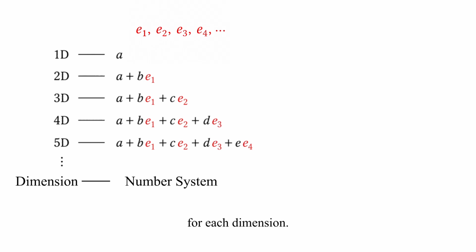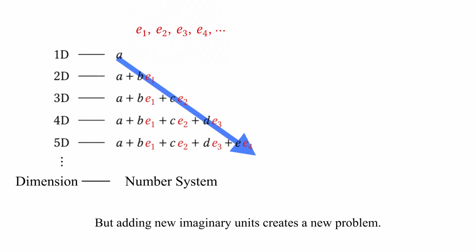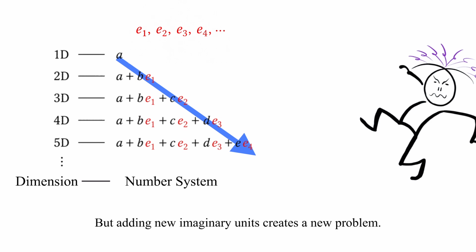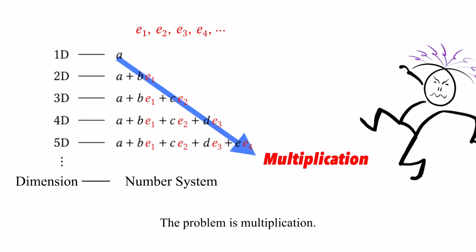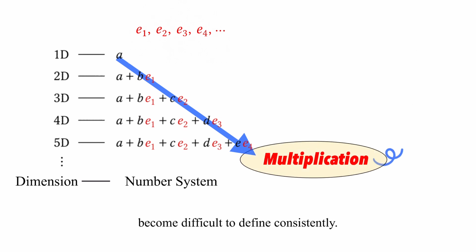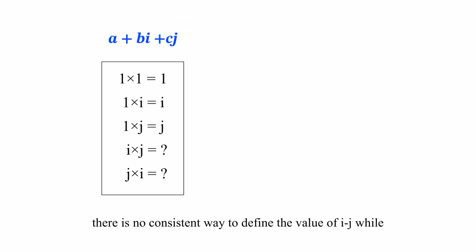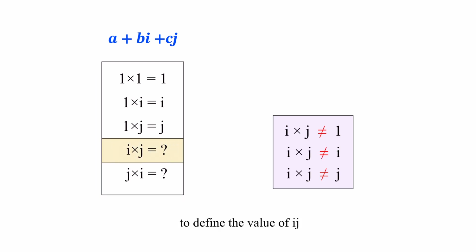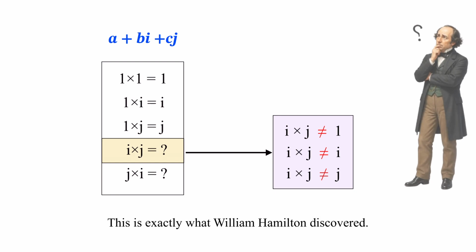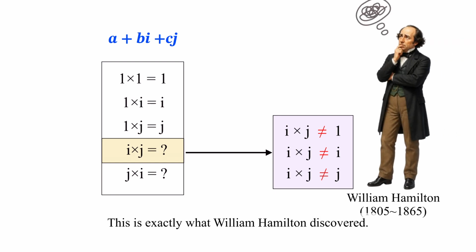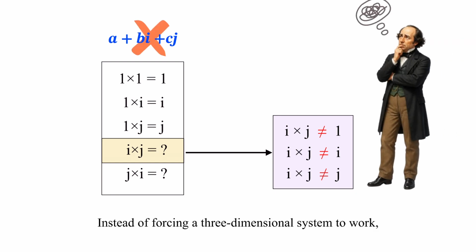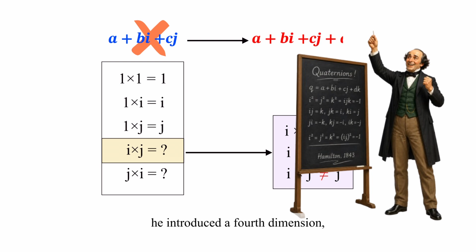But adding new imaginary units creates a new problem. The problem is multiplication. The multiplication rules become difficult to define consistently. For example, in 3 dimensions, there is no consistent way to define the value of ij while preserving those properties. This is exactly what William Hamilton discovered. Instead of forcing a 3-dimensional system to work, he introduced a 4th dimension, creating the Quaternions.